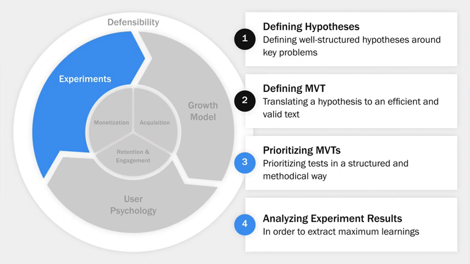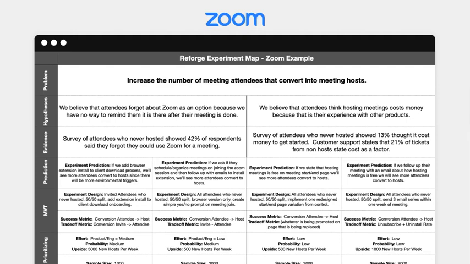As we go throughout this module, we'll be using a key tool that you can use within your organization, which is the experiment map. We'll be using the video hosting product Zoom as an example as we go along the way. In the next section and lesson, we're going to kick off how we start thinking about developing clear and well-structured hypotheses.